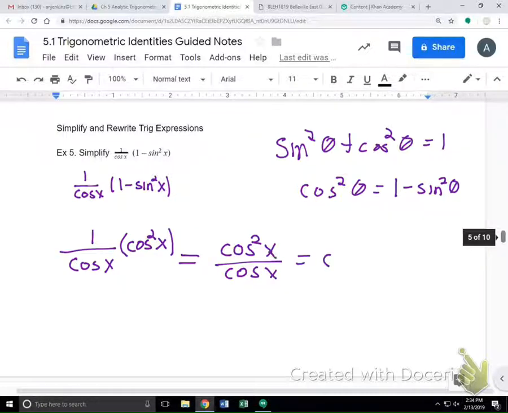You're left with just cosine. Why did you just leave it with cosine? Cosine of x, yep. See, Miss, you got me confused.